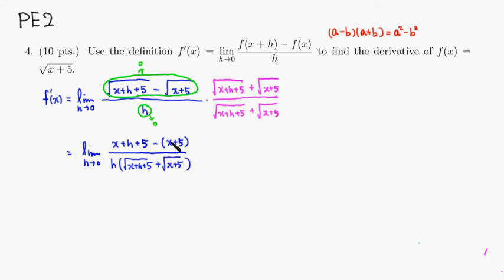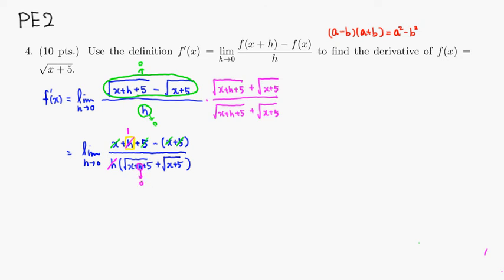Then do a little bit of cleanup. So you have x minus x cancel out, and 5 minus 5 cancel out. What's left is just h on top. So we can actually cancel. There's an h on the bottom too, so you can cancel that. Then you're going to get 1. Also we know that h is approaching 0, so this term essentially disappears.